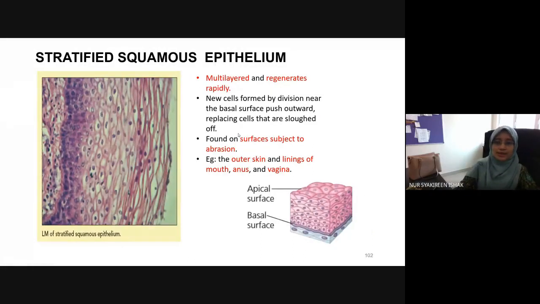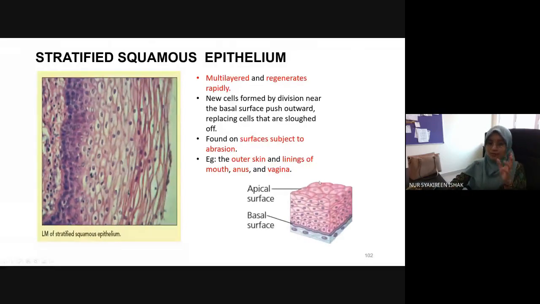And then the next one is stratified squamous epithelium. As you can see, stratified means multiple layers, many layers of cells. The characteristic of the cell is that it will regenerate rapidly. It says here, new cells formed by division near the basal surface. New cells are formed at the basal surface here, and then pushed outwards, replacing cells that are sloughed off. So these are cells at the surface that have the tendency to be sloughed off.